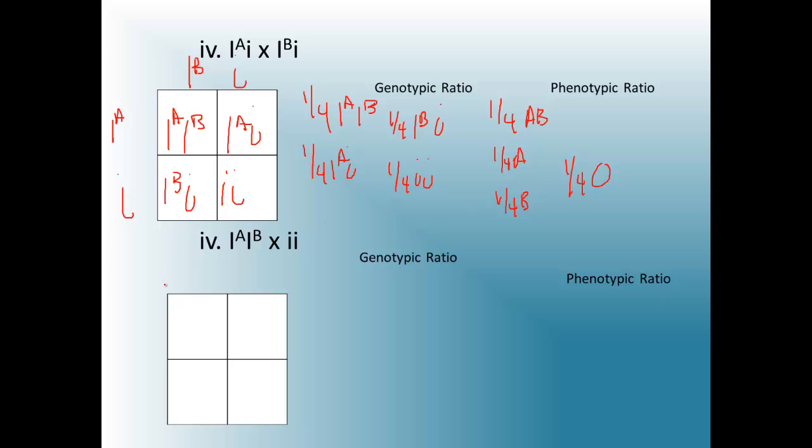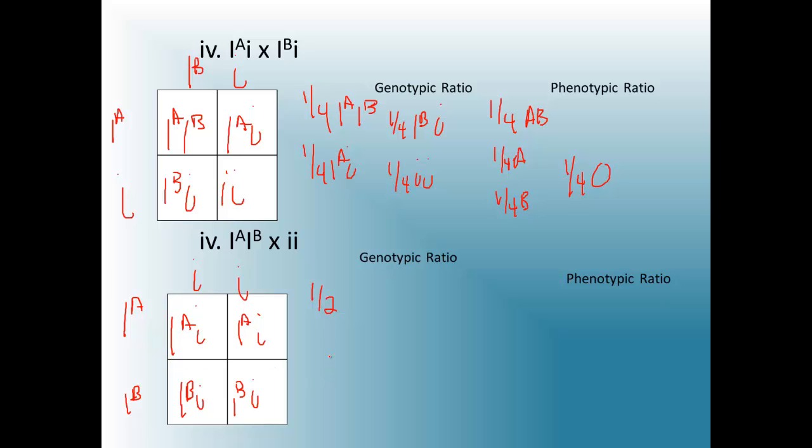Now, our next one is very different, because I'm going to cross a person with type AB blood with a person who has type O. Fill across, fill down. In the previous cross, those people had a 1/4 chance in each case of having a child with the same blood type as them. In this case, these people have AB and O, and they have no chance of having a child with the same blood type as them.